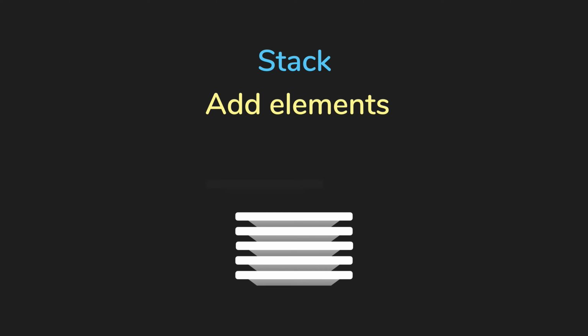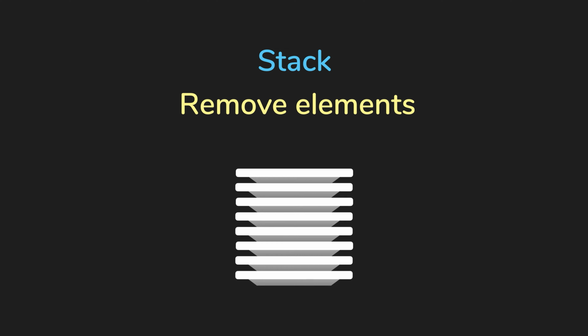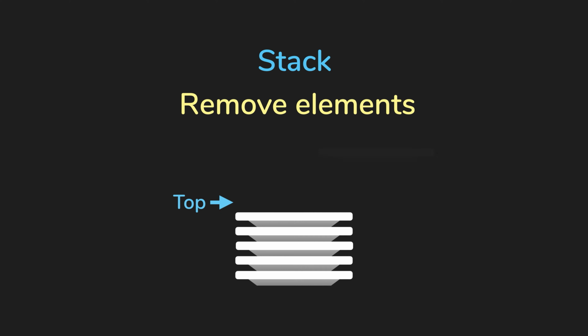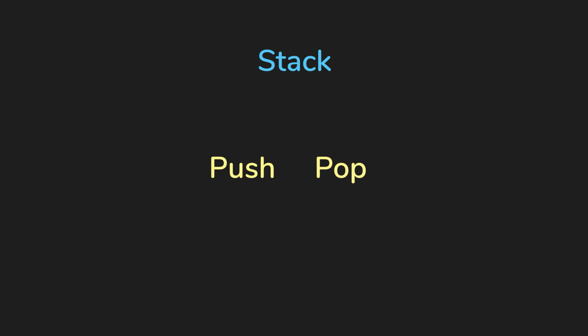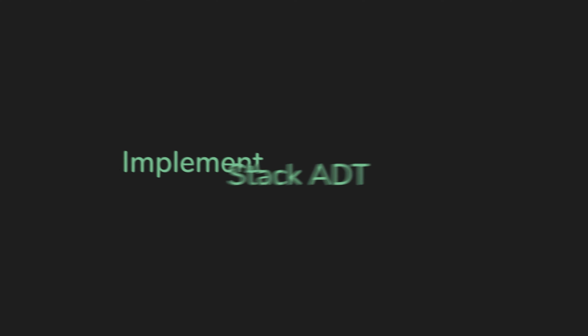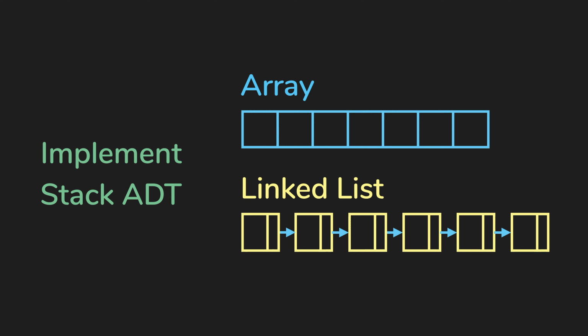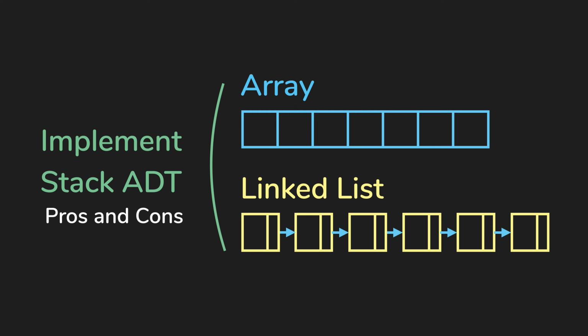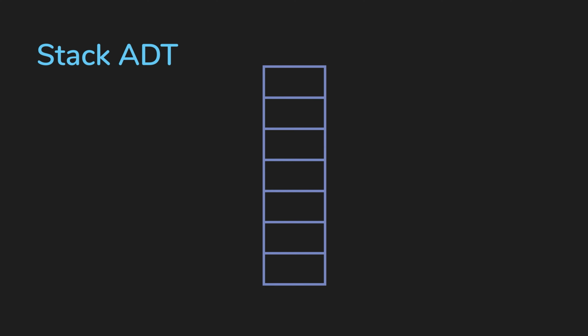Just like a stack of plates, the interface of a stack is restricting. You can add elements to the stack, but you can only remove the element from the top of the stack. We call these operations push and pop, as you can push elements into the stack and you can pop them off the stack. A stack can be implemented with an array or a linked list, just like how we did with the list ADT. And today, we'll be exploring the pros and cons of implementing the stack with each of these data structures. So before we implement it, let's formally define what a stack is and what the interface is.